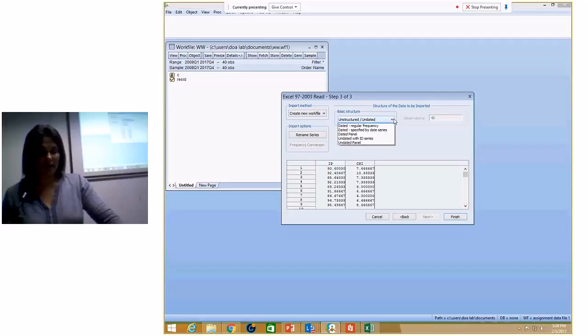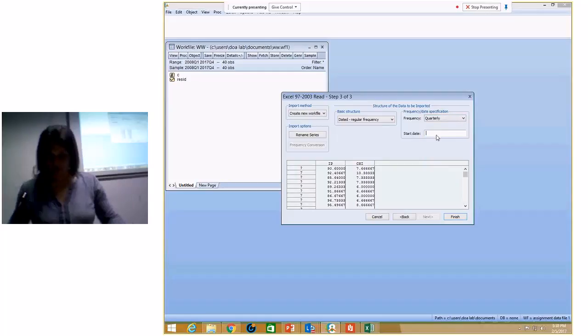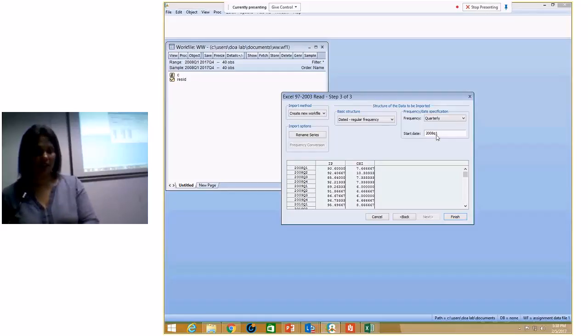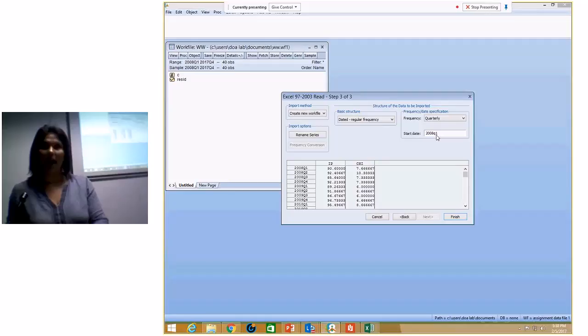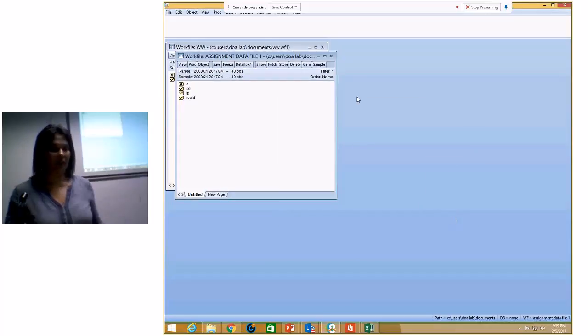Then here again, basic structure, it is regular frequency, quarterly data, 2008 Q1. When you type 2008 Q1, the system takes it at the first column. That's why you remove the date column and keep all the variable columns, then the system will take the year column. Then finish. Now those are the data, CSI and IP.